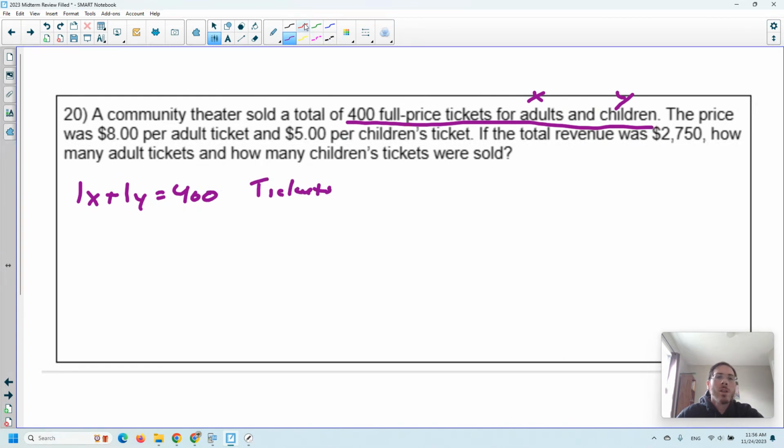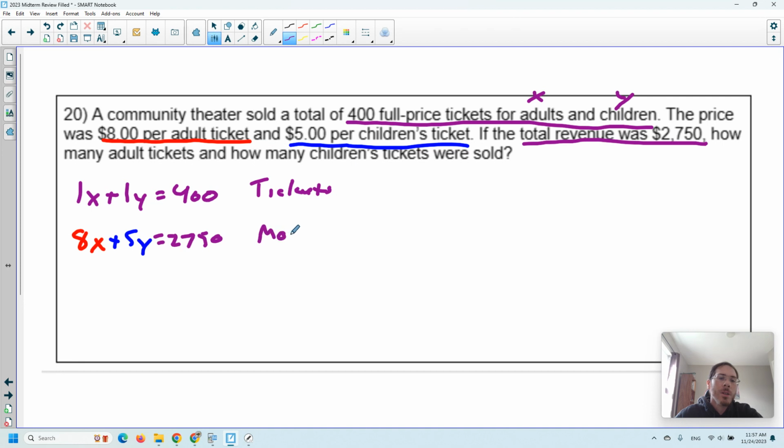So that means our next equation is going to be probably our money equation. So the price was $8 per adult ticket. So it's $8 for an adult ticket and $5 per children's ticket. So $5 per children's ticket. And we're told that the total revenue is $27.50.